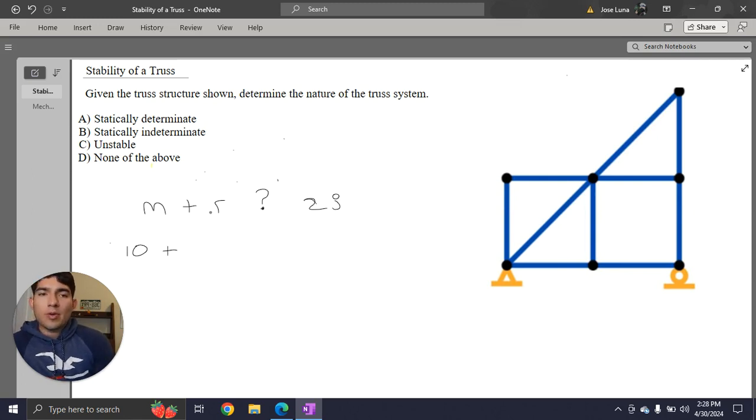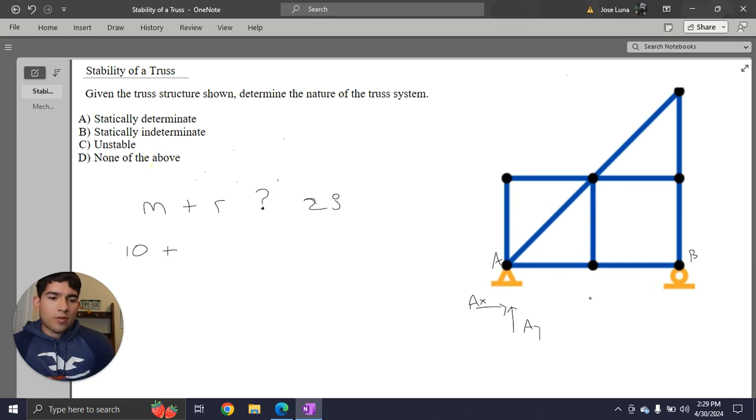And then reactions. So we know that we have a pin right here and we have a roller over here. So if you remember from statics, a pin is going to have two reactions. It's going to have a Y reaction and it's going to have an X reaction, right? So we'll just call this A and then we'll call this B. And as you can see, we have AY and AX for this one.